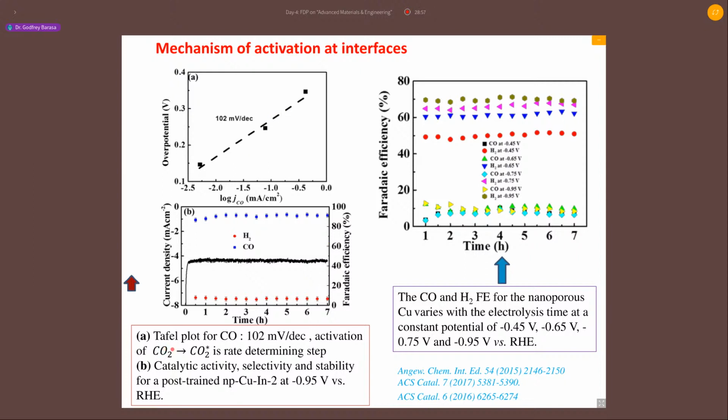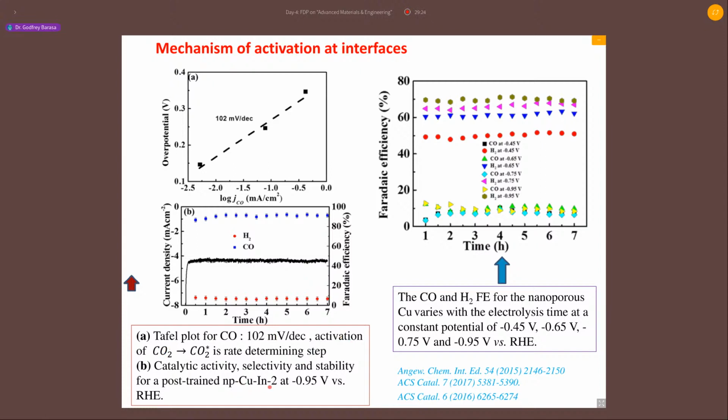Then we have what is called the Tafel plot. We need to go to the Tafel plot. So, Tafel plot for carbon monoxide, we got the gradient of 1 or 2 millivolts per decade, and that's the activation, which this one tells the reaction, what the mechanism here is the activation of.